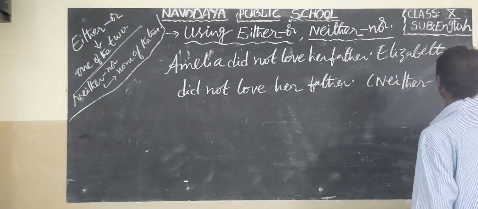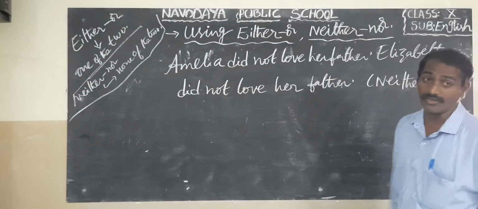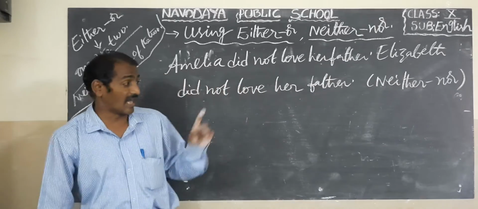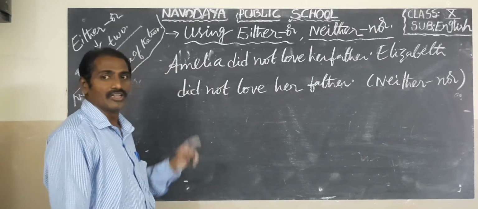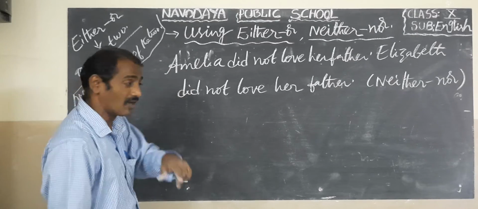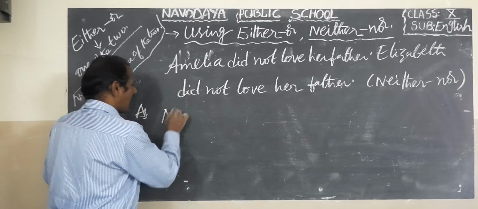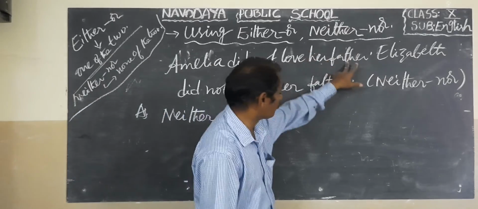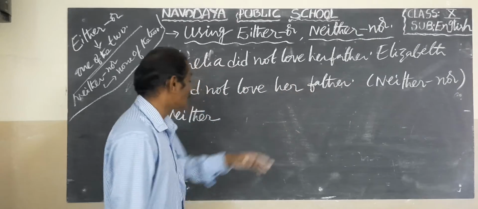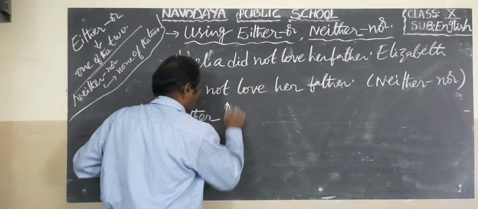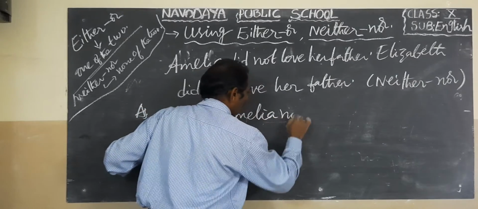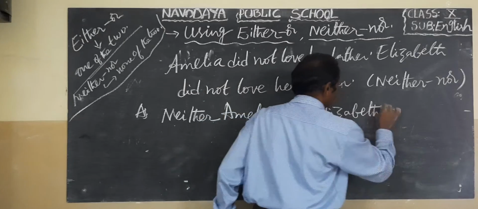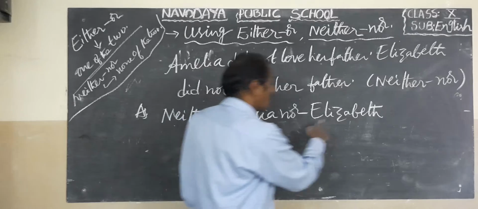Okay, children, the subjects are changed, different. Amelia is one subject and Elizabeth is one subject. In this way, we should use neither nor at the beginning of the sentence. Here the objects are same: not love her father, not love her father. So we should write neither Amelia nor Elizabeth.